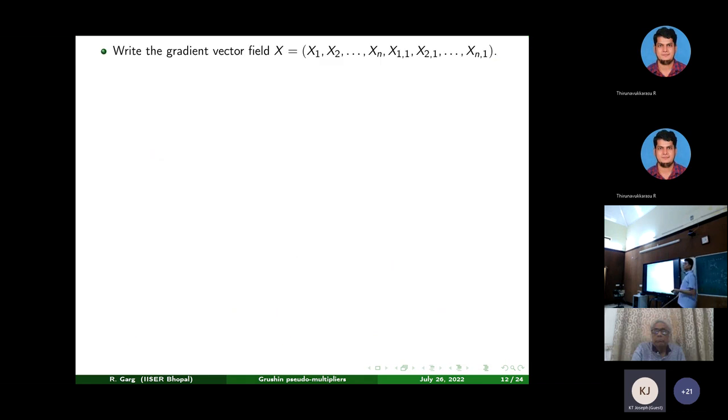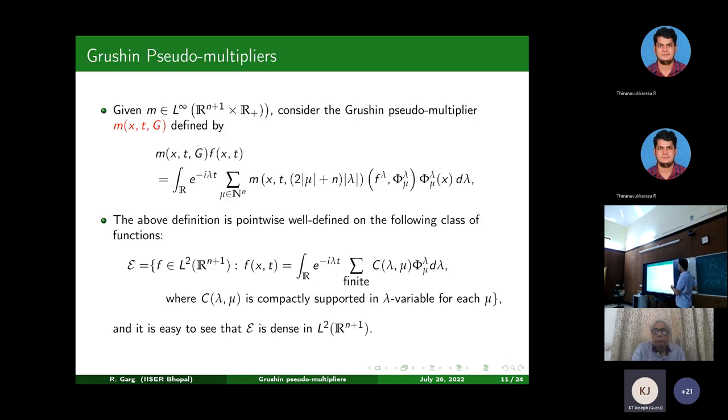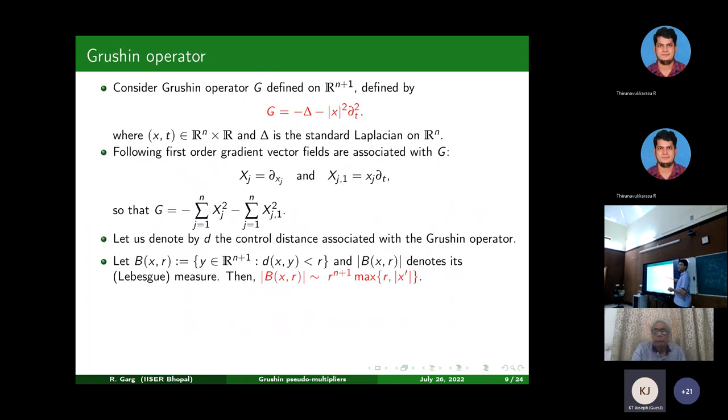Of what conditions are sufficient to have L2 boundedness and all. So if I write X to denote the vector fields X_1 up to X_n, X_11 up to X_n1, and these are the same ones I think I wrote here, the X_j's and X_j delta, I'm just collecting them together like a gradient vector field.